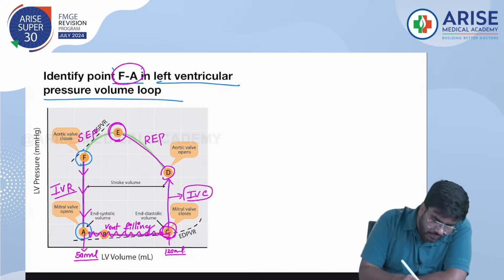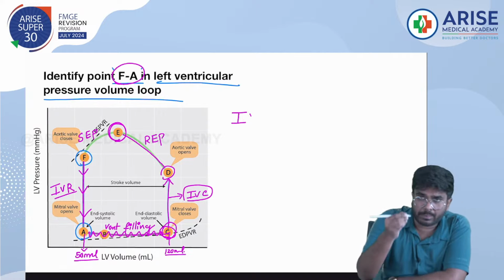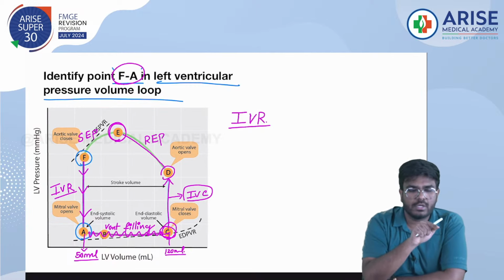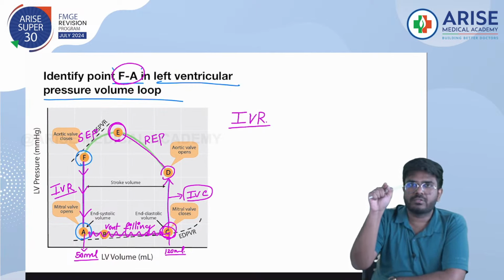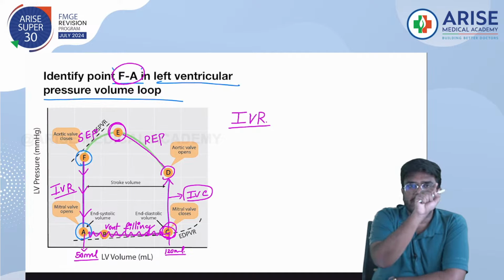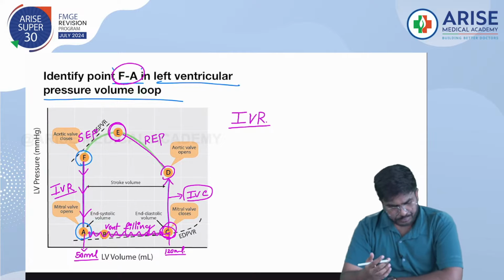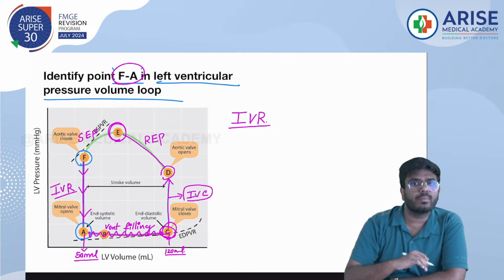So what is F to A? F to A, the pressure in the ventricle is decreasing. It indicates isovolumetric relaxation. Ventricular filling, isovolumetric contraction, rapid ejection phase, slow ejection phase, isovolumetric relaxation. So these are the phases of the cardiac cycle, and this is the left ventricular pressure volume loop.